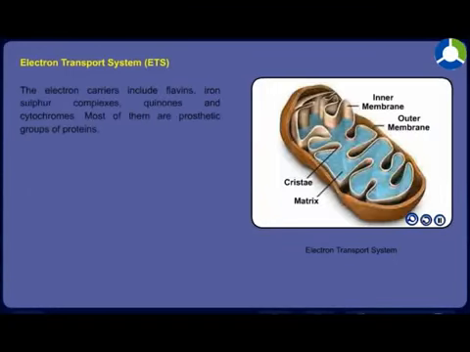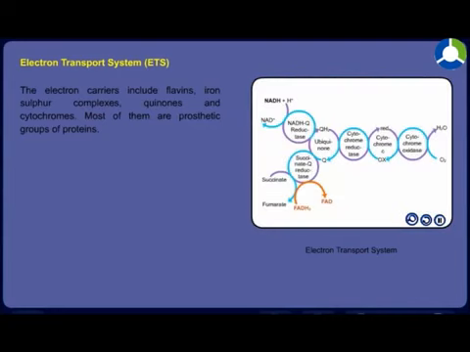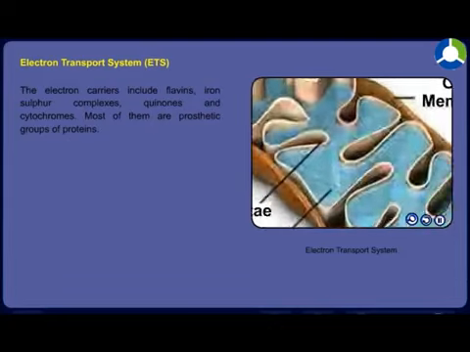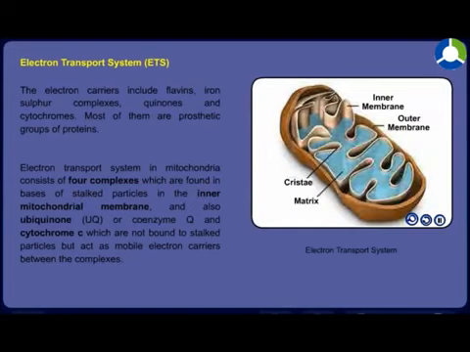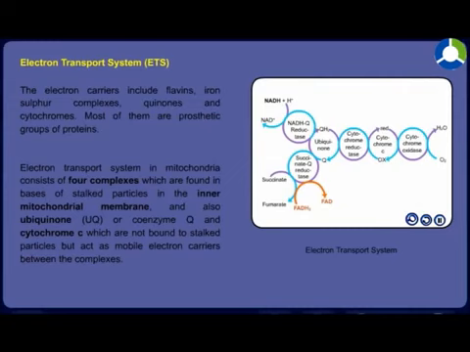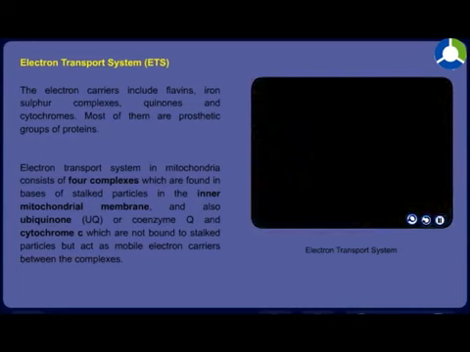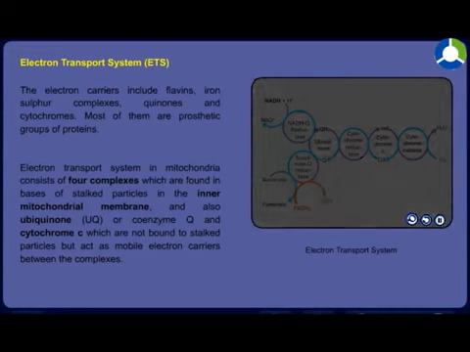The electron carriers include flavins, iron-sulfur complexes, quinones, and cytochromes. Most of them are prosthetic groups of proteins. Electron transport system in mitochondria consists of 4 complexes which are found in bases of stalked particles in the inner mitochondrial membrane, and also ubiquinone or coenzyme Q and cytochrome C, which are not bound to stalked particles but act as mobile electron carriers between the complexes.